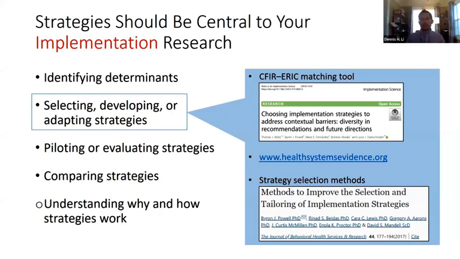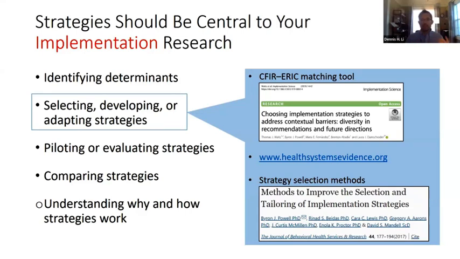The tool is not definitive. It doesn't give you a very finite list of things, and the authors themselves note that because there's not a one-to-one correlation, a lot of different strategies can be used for a lot of different determinants. But it does make a good starting point because instead of looking at 75 different strategies, you can at least narrow it down to 20 or so.